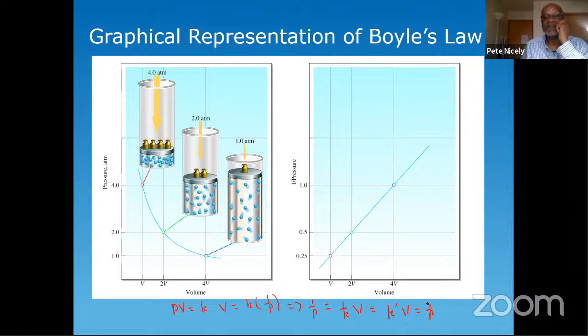So basically, if you plot this on the y-axis and the V on the x-axis, then you get a straight line, and the slope would be equal to K or K prime. So that's why we have a straight line right here. When you plot 1 over P versus V, you're going to end up with a straight line, all right? So that's basically another way of showing Boyle's law, how it works, all right?